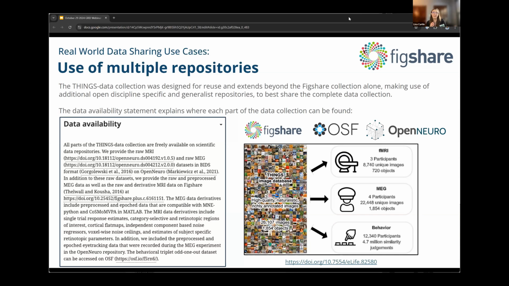In this case, I think the image data sets that are in Figshare were probably too big for some of these other, not OSF, but for the OpenNeuro repository. And then they were using OSF for other things, other functionalities. So they've used different repositories as each of them suited different needs that they had.